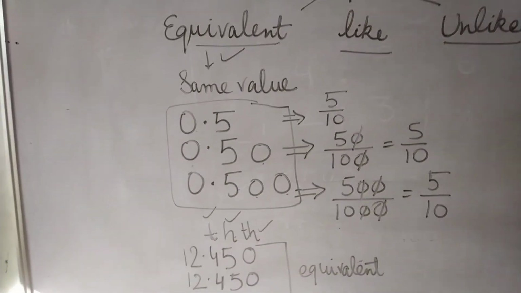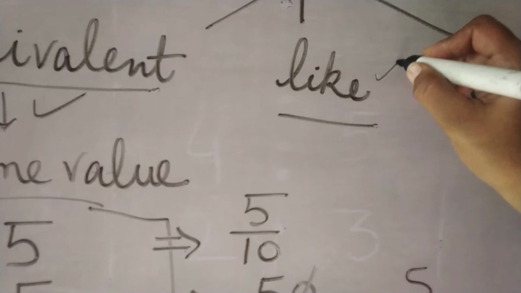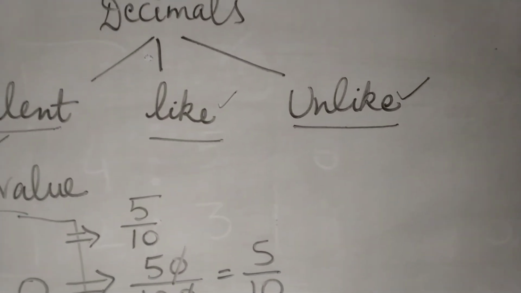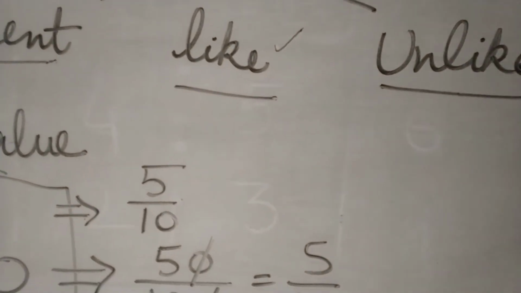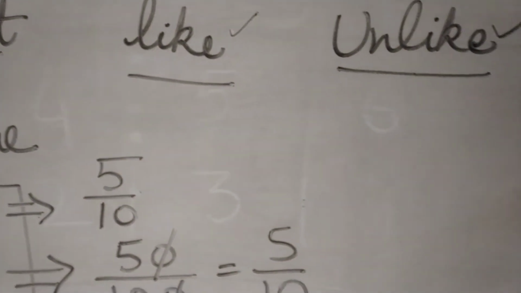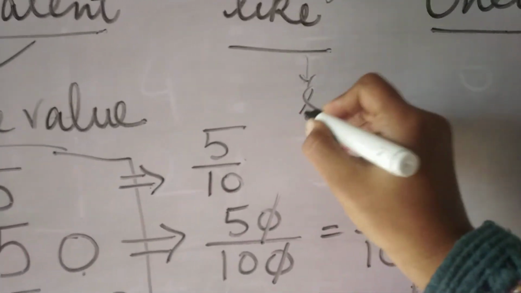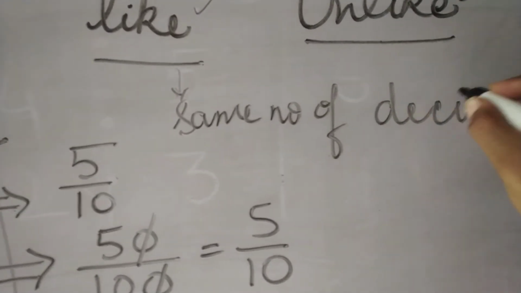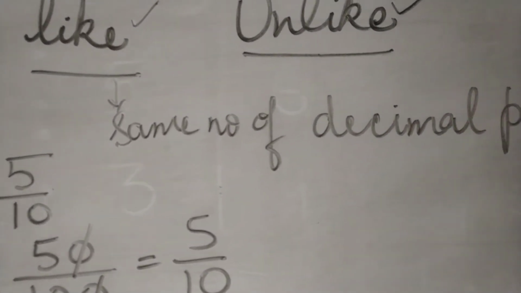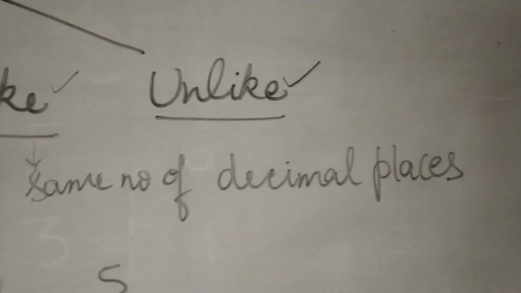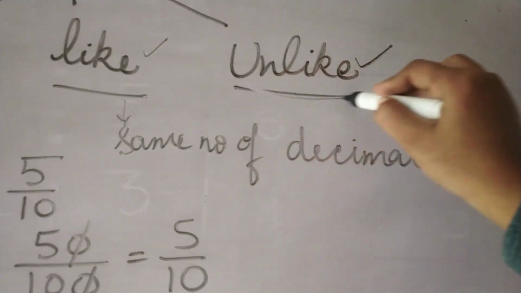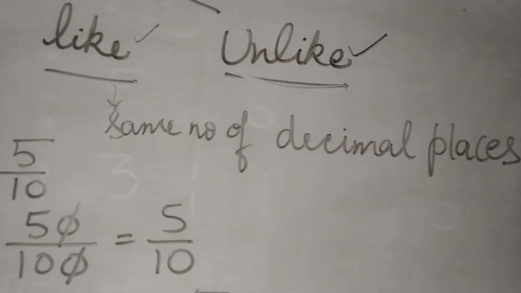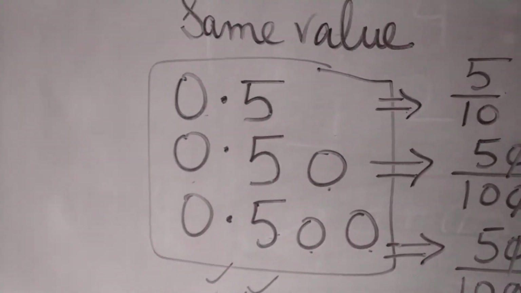Clear, children? Now we come to the next concept, that is like and unlike fractions. What are like fractions and what are unlike fractions? The fractions which have the same number of decimal places are known as like fractions. And the numbers which do not have the same number of decimal places come into the category of unlike fractions. So look at this question itself.